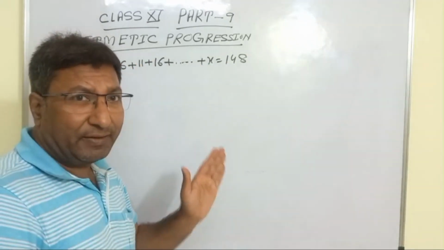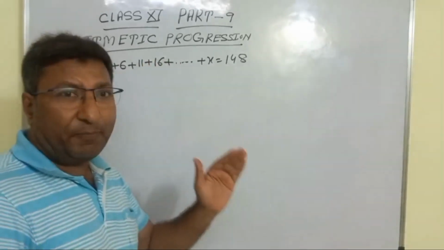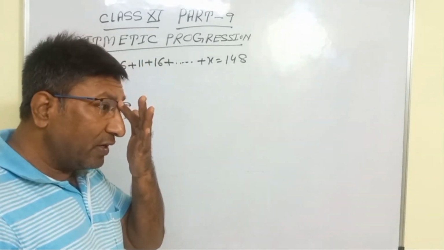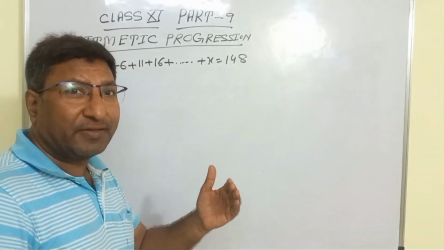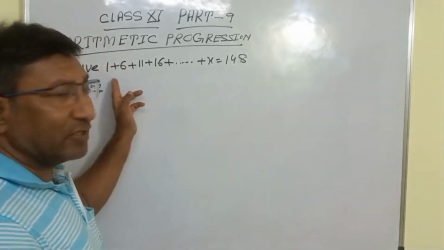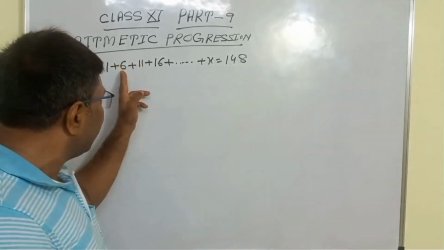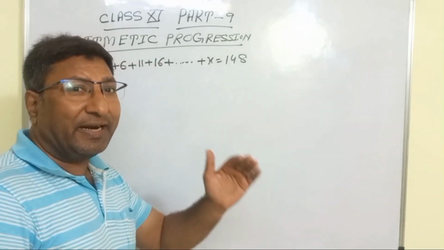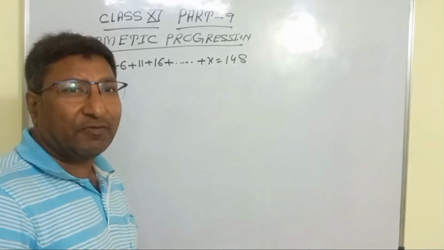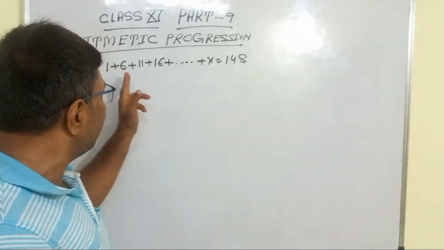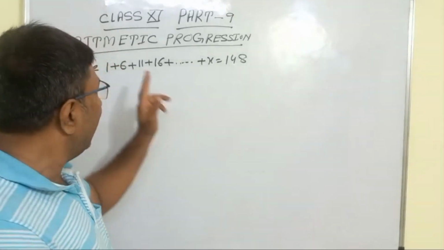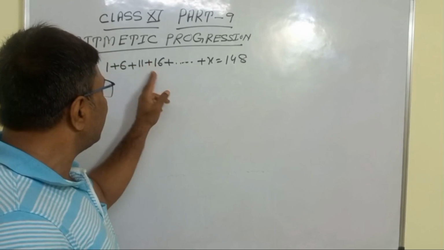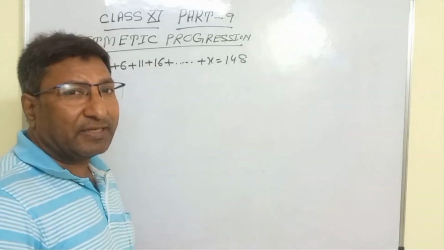First, check whether the given series is in AP or not. AP is when the common difference is the same, that is, second minus first, third minus second, fourth minus third, the difference is constant, then the given series will be in AP. So here 6 minus 1 is 5, 11 minus 6 is 5, 16 minus 11 is 5. So the given series is in AP.